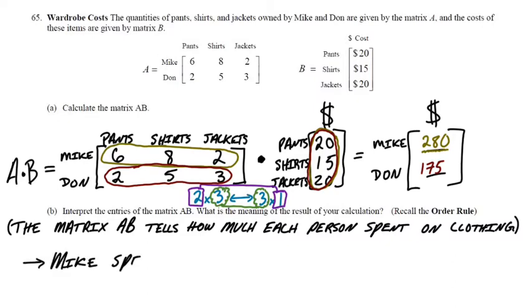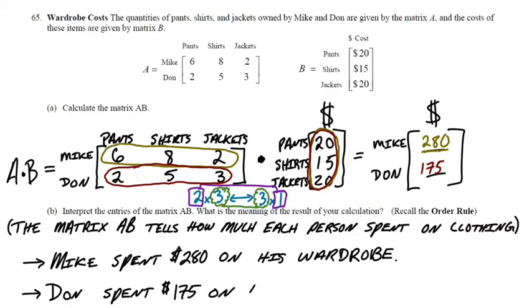So we know that Mike spent $280 on his wardrobe, and Don spent $175 on his wardrobe. So there you have it. That's kind of an easy example, with only 2 people and only 3 different kinds of items. But you can imagine if we applied that across thousands of people and a whole lot more wardrobe items, we would need a computer or a calculator to help us do that.